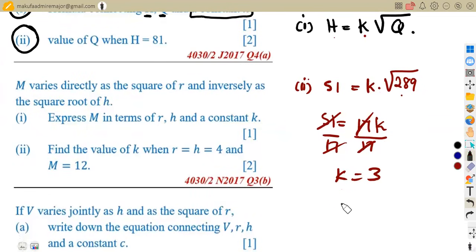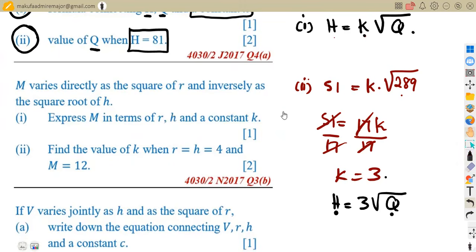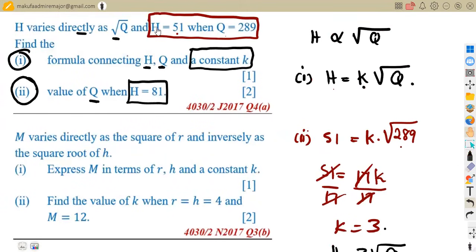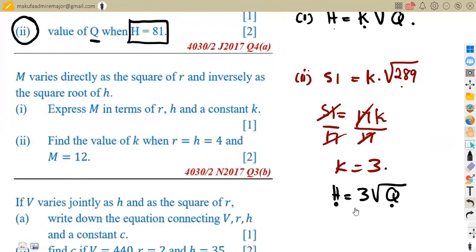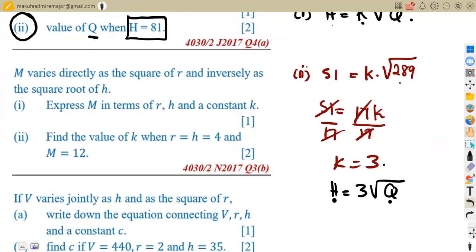We have to find the formula first. So h is equal to k, which is 3, times the square root of q. So we have a formula which connects h and q. Now we can find the value of q when h is 81 from this part. After formulating a formula from the given information, we now use this h that we have to find the q. So we are given that h is supposed to be 81. Find the q if h is 81.